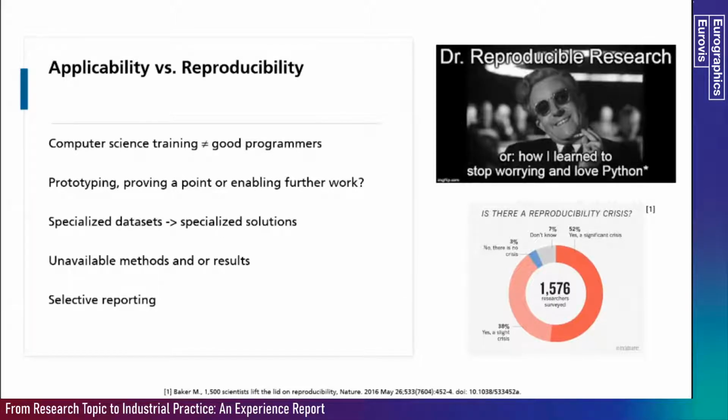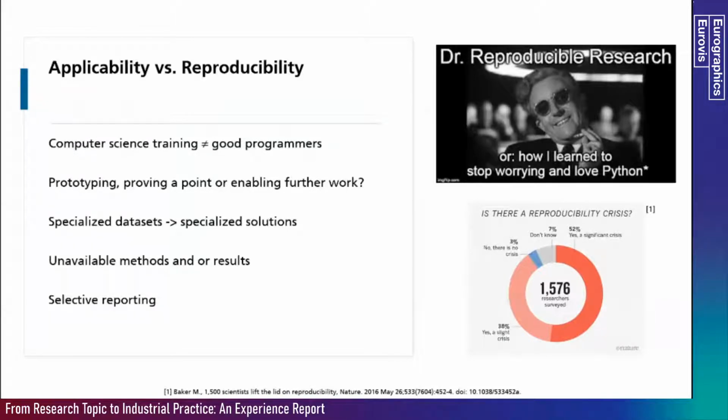In Nature, they ran a study on 1,500 scientists and asked them if there is a reproducibility crisis. 52% of them said yes, and then another 38% said yes, a slight crisis. Wow, those are quite the numbers. And only 3% said there is no crisis. And this is not just in computer science.